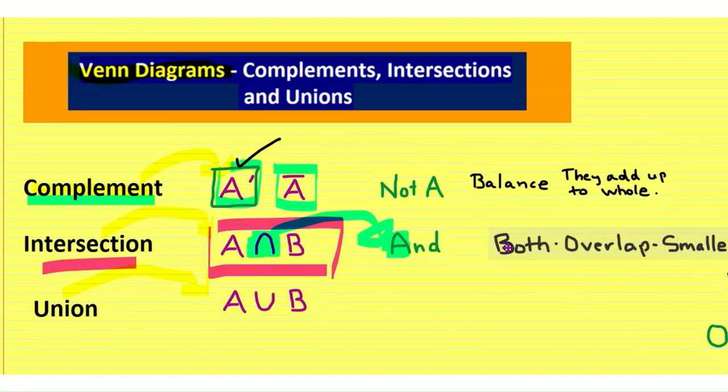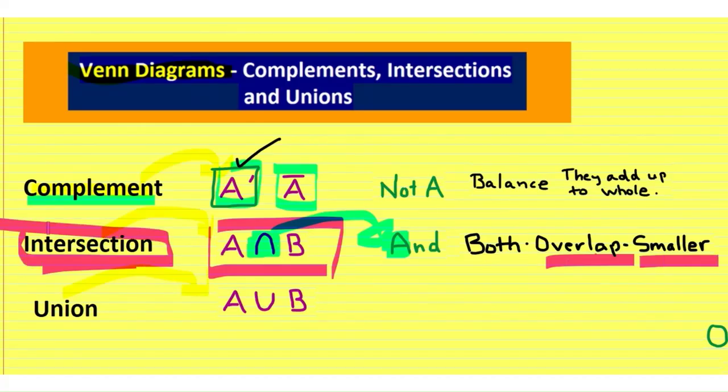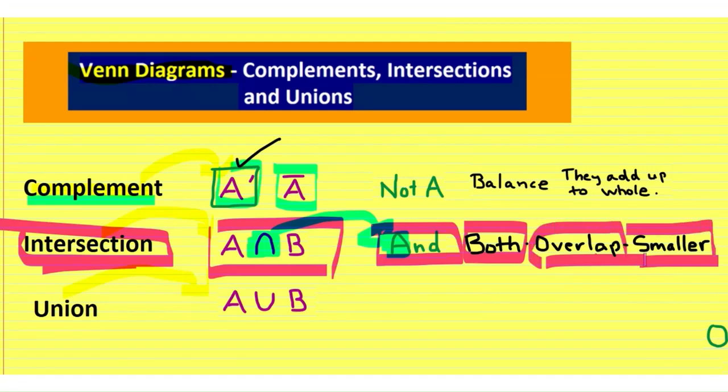The way that we can think about that is that the members of the set that is the intersection of A and B, those elements will be in both sets A and B, and they will overlap. It will also typically be a smaller area. So the intersection of two sets is going to be set A and set B, and it will be elements that are in both sets A and B. There will be an overlap, and it tends to be a smaller set.